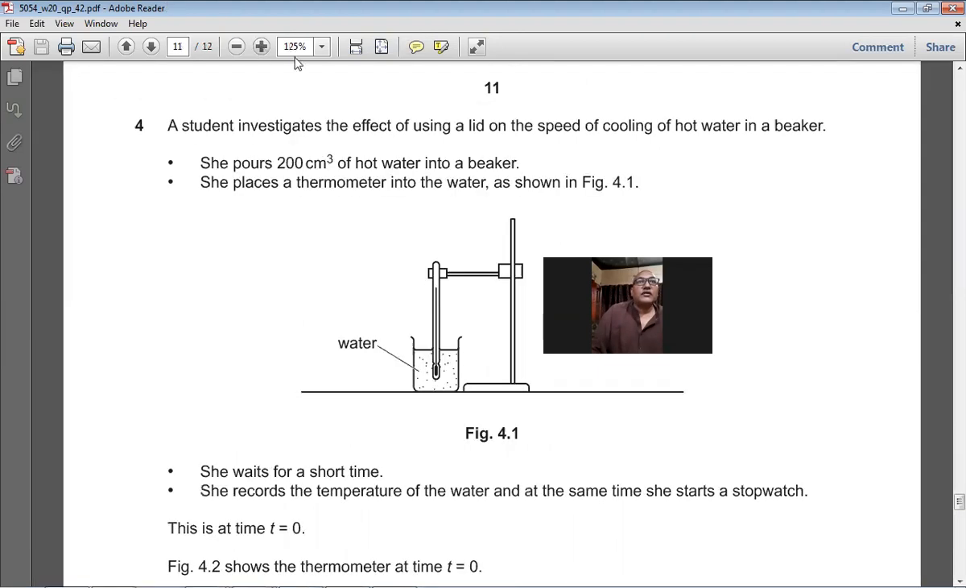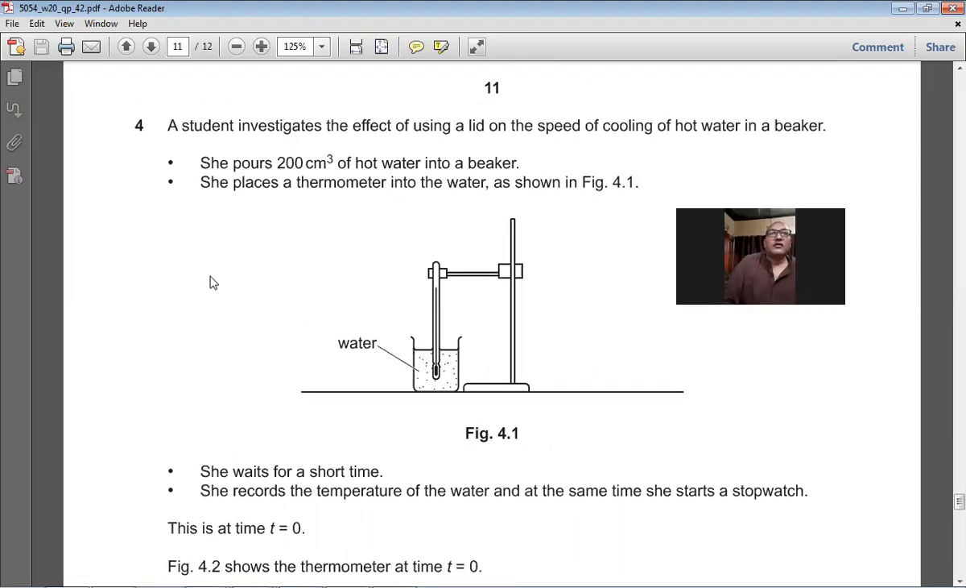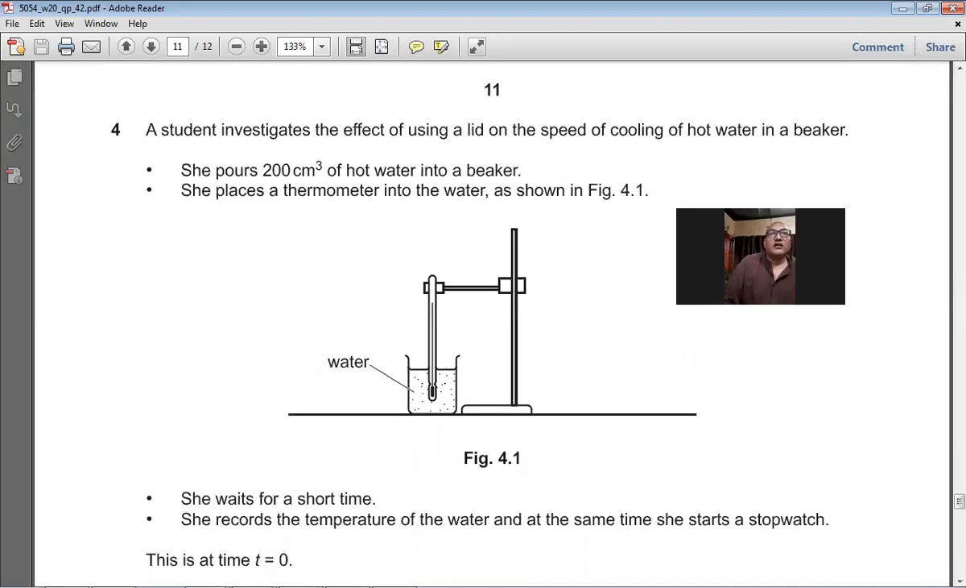Here we go. A student investigates the effect of using a lid on the speed of cooling of hot water in a beaker. We know that if I take a cup of hot water and I don't put a lid on it, it will cool faster. But if I put a lid on it, the cooling rate will be slower and it will take longer to cool down. She pours 200 cubic centimeter of the hot water into a beaker. She places a thermometer into the water as shown in figure 4.1.